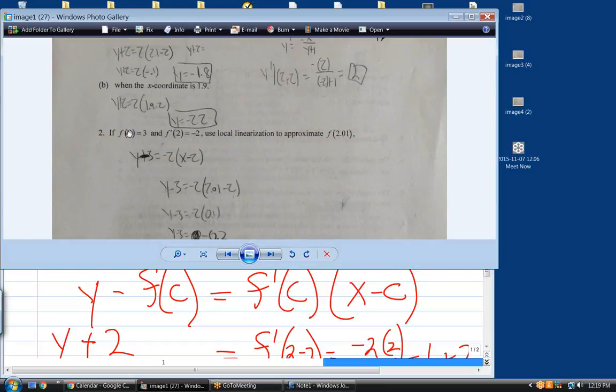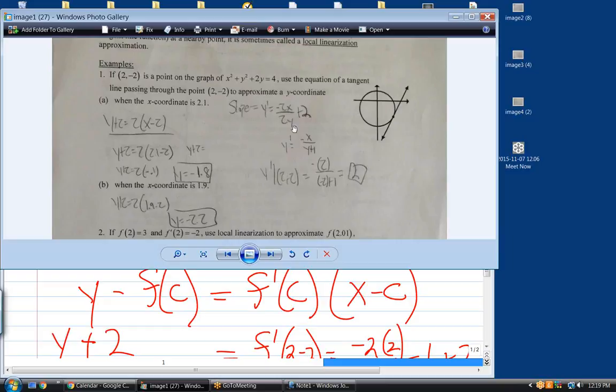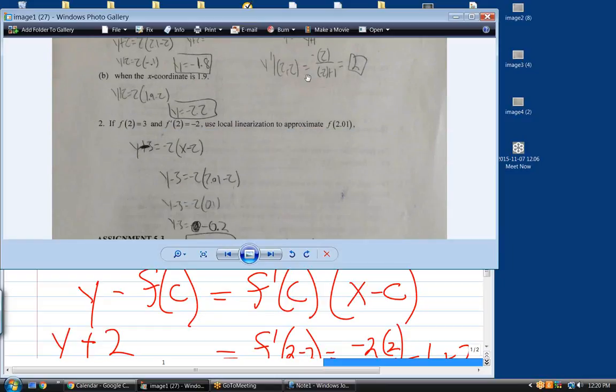So we know the point that the original function passes through is 2 comma 3. And they also tell us what the first derivative is. So we don't have to implicitly differentiate it and substitute to figure out the slope at that point. They're telling us the slope at that point right there is minus 2. So now you use the local linearization method to approximate what the y value would be when x is 2.01. Notice very close to 2.